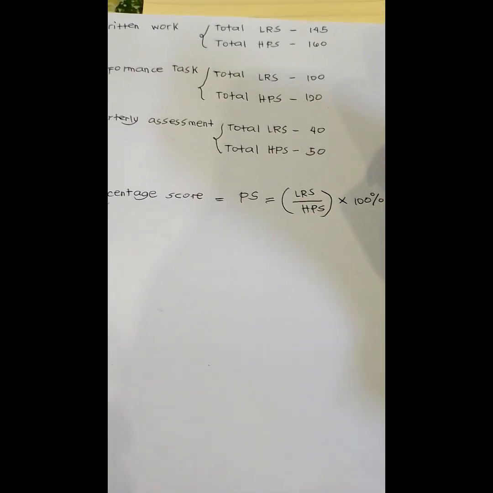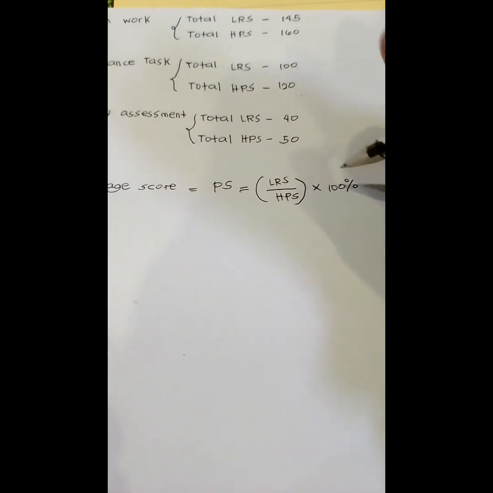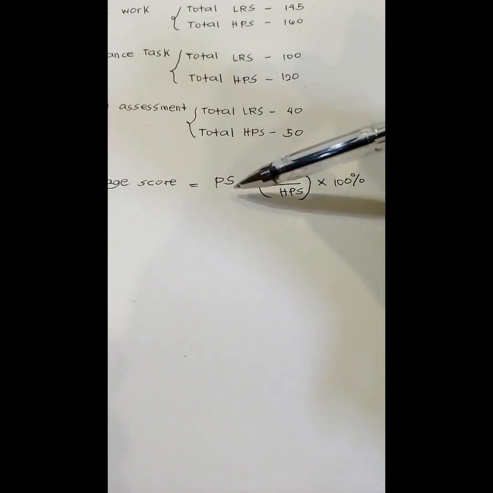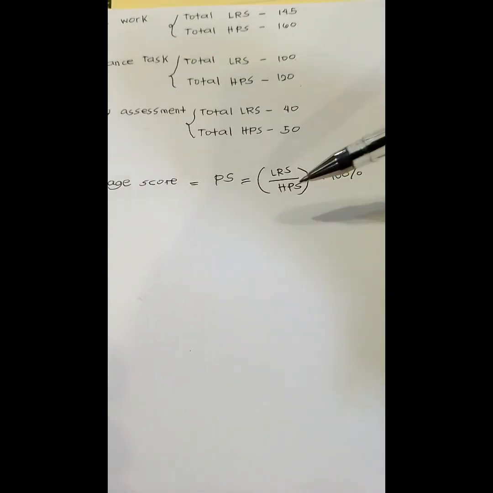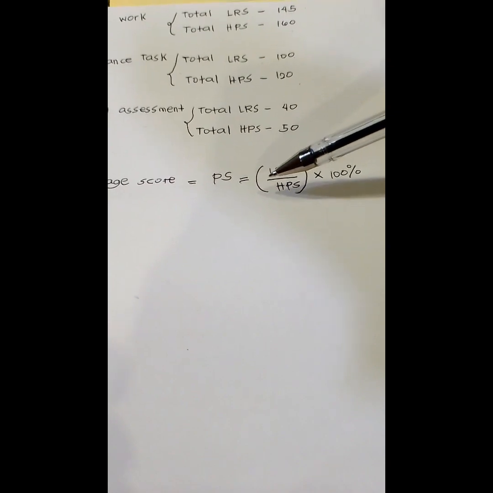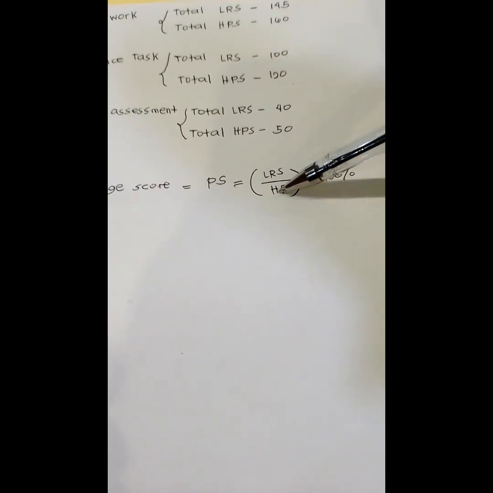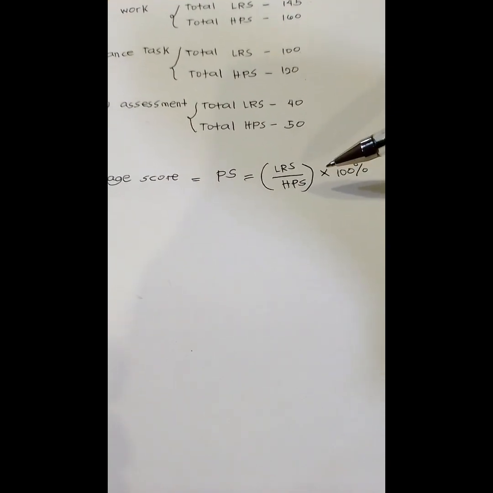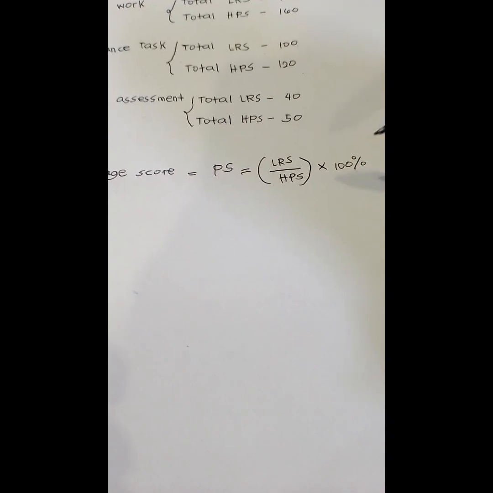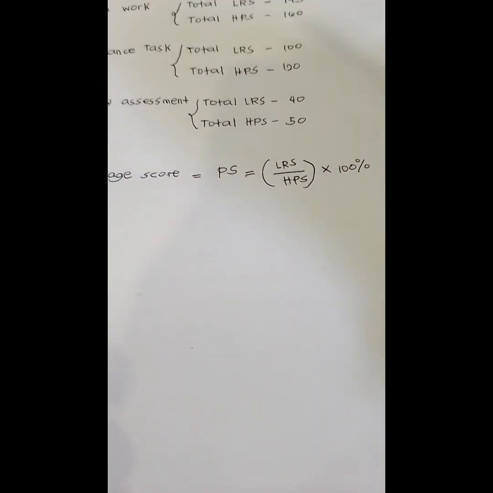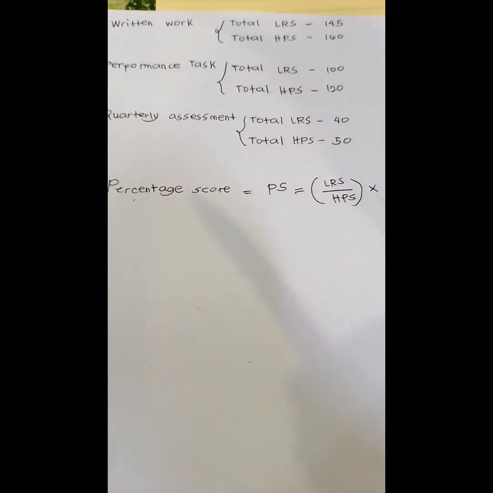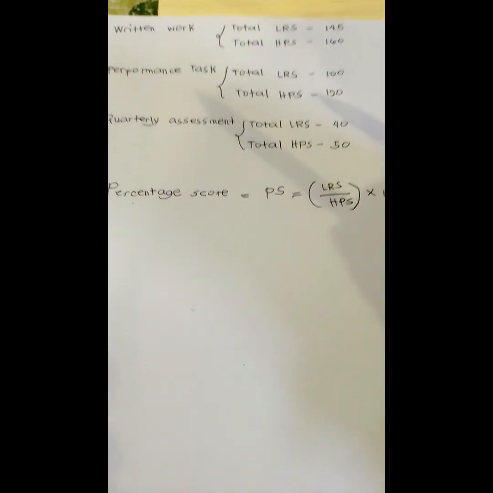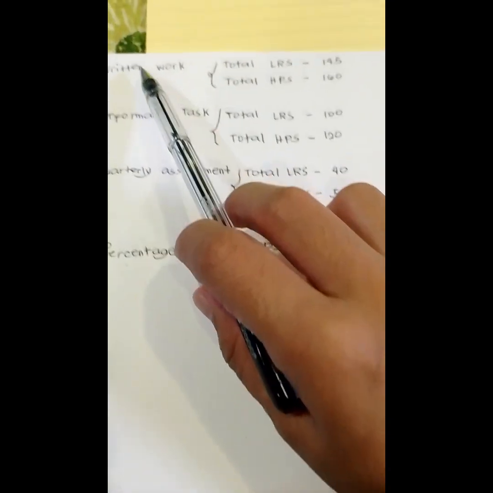100% guys is mao ni atong i-multiply in order for us na makuha nato ang percentage score in written work, performance task, and quarterly assessment. So after dividing this learner raw score and the highest possible score, we need to times it to the 100% after. So the first one is we need to get the percentage score first in the written work.